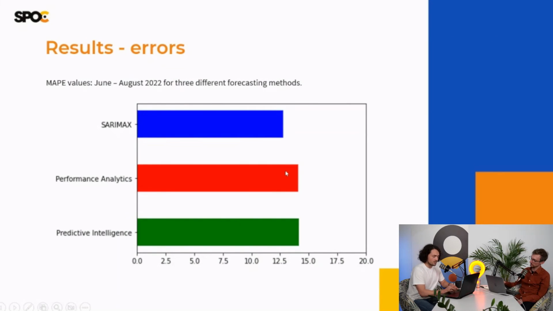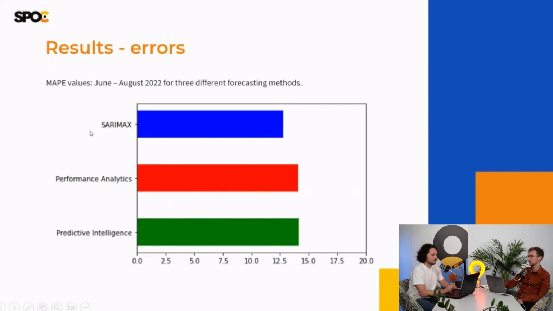Python was the best one, but still there is not a big difference between SARIMAX, then Performance Analytics and Predictive Intelligence. What is also worth noticing is that Performance Analytics and Predictive Intelligence are almost indistinguishable from the real data. Both reach about 14 point, if I remember right, like 0.2, 0.3 accuracy. The difference between those two models is placed on the 3rd place after the meaningful place, so this is pretty much a tie between those two models.